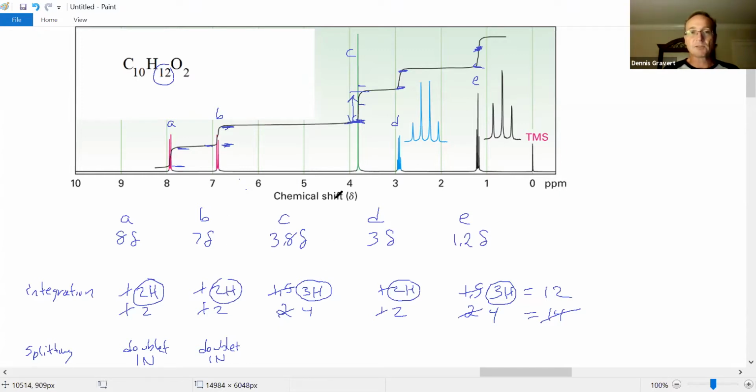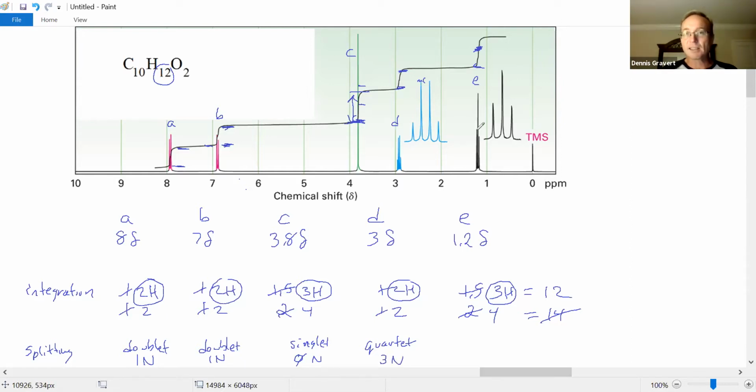Peak C, these three hydrogens, how many neighbors do you have? Looks like a single peak. Yeah, it's a singlet. You have 0 neighbors. D, that's hard to see, but I'm hoping you can see that looks like a quartet. And then the zoomed in portion, that definitely is a quartet. And how many neighbors does a quartet have? Me and my neighbors. So one of these is going to be me, and the other 3 are the neighbors.